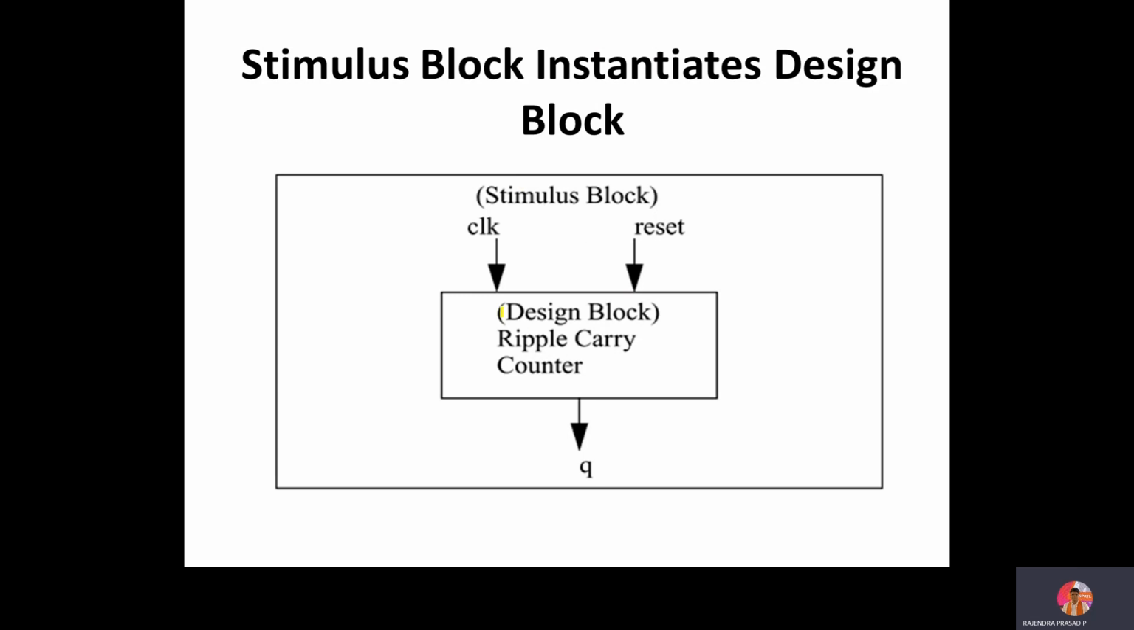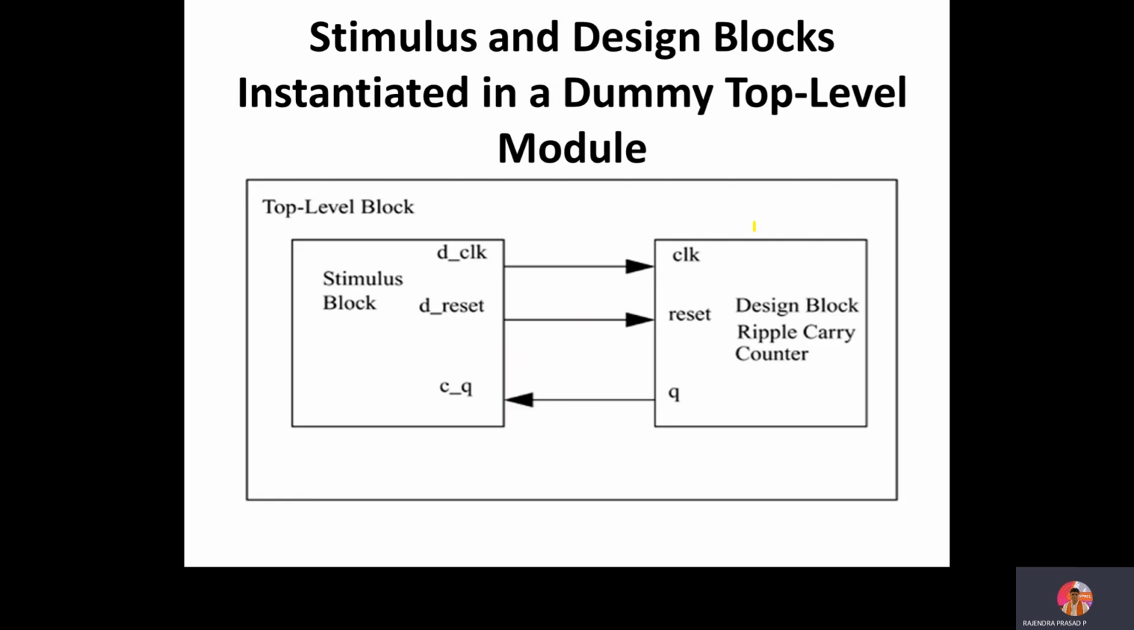Earlier we discussed the design block for the ripple carry counter. For this ripple carry counter, my inputs are clock and reset. And what is my output? It is Q, which is a 4-bit vector. So this is the stimulus block which I need to implement. For implementing this stimulus block, I will build a dummy variable for building the stimulation. This I call the stimulus block, and this is called the design block.